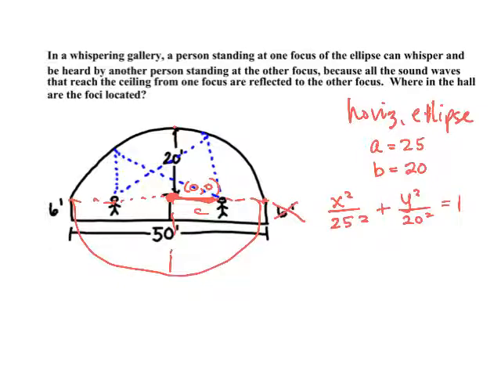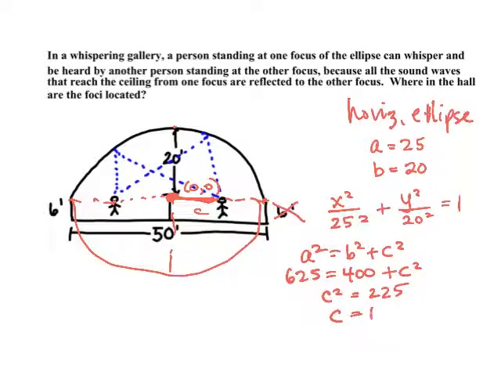So we know that a squared equals b squared plus c squared in an ellipse. So a squared is 625 and b squared is 400. So we have c squared equals 225, their subtraction, and c is 15.